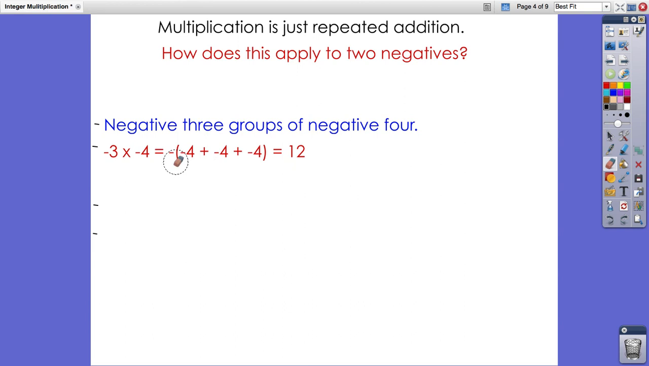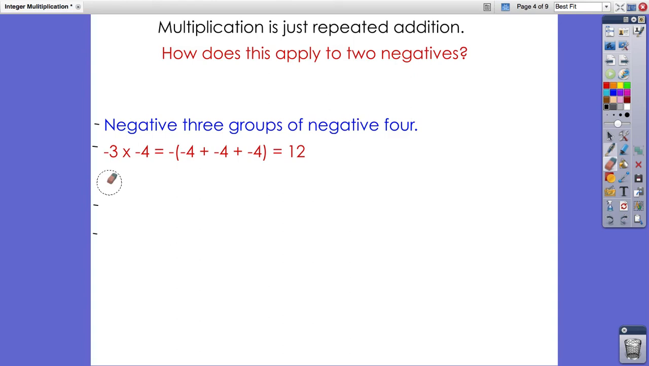So notice we have our 3 groups of negative 4, but it's negative 3 groups of negative 4. So you can take each one of these groups right here of negative 4 and distribute this negative sign to each one. And if you guys remember what happens when you have a double negative, you end up with a positive. So each one of these 4s becomes a positive 4 and you end up with a positive product of 12. So that's an interesting fact, that when you have 2 negatives being multiplied together, because you have a double negative on that grouping, you end up with a positive product.